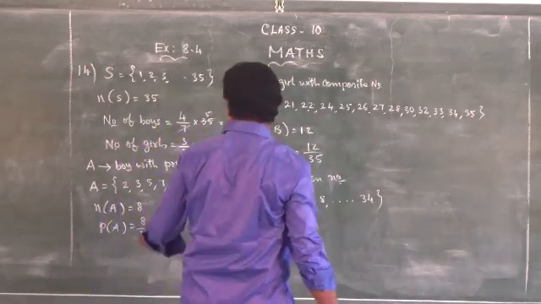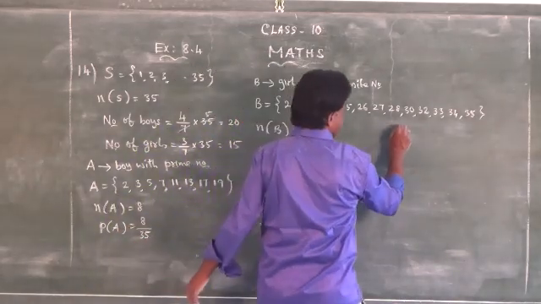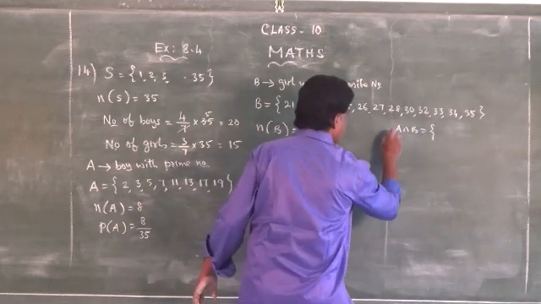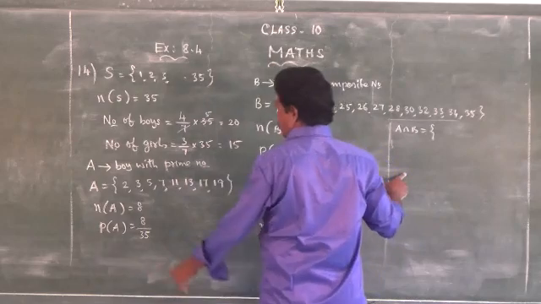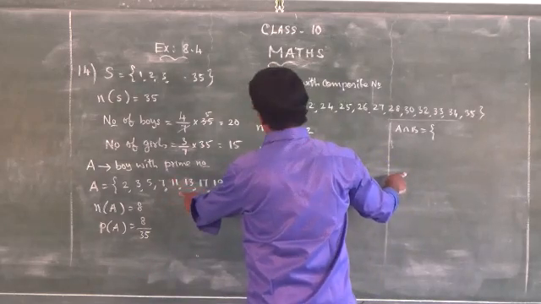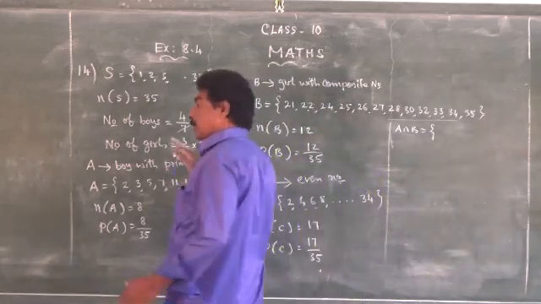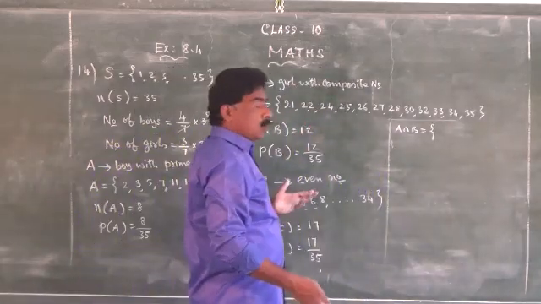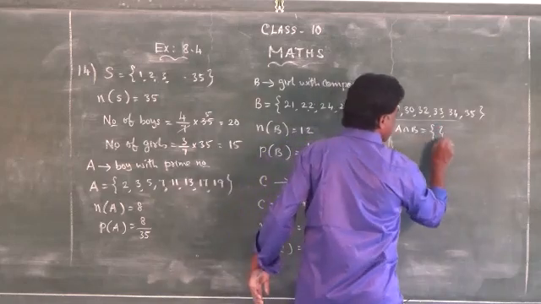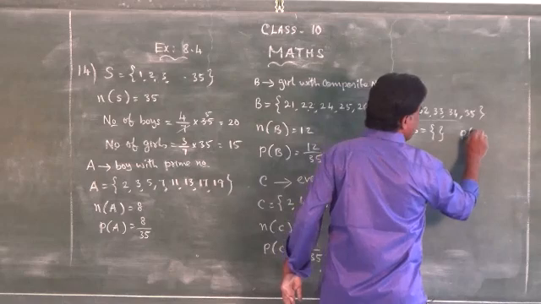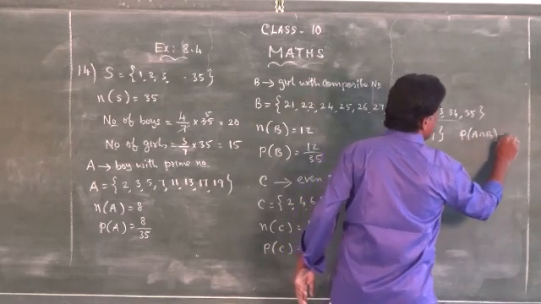Now we will find all the intersection parts. What is A intersection B? A is this one, B is here. But look, A is only up to 20, and B starts from 21, so there is nothing common. So A intersection B is the null set. So n(A∩B) is 0, and P(A∩B) is 0/35.